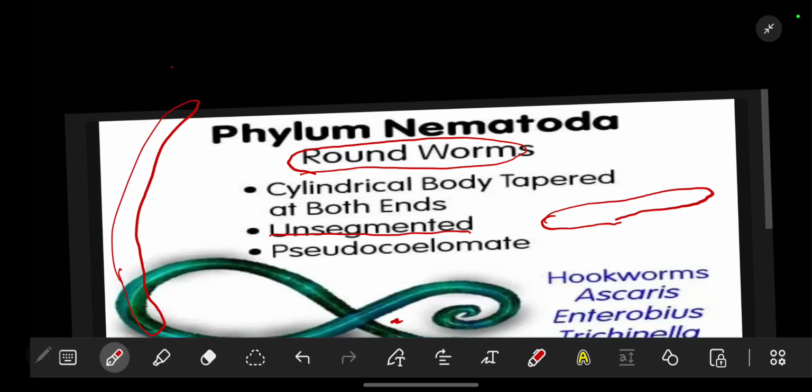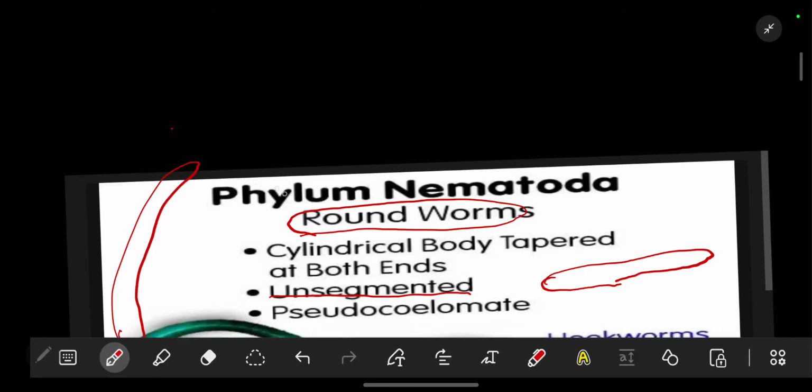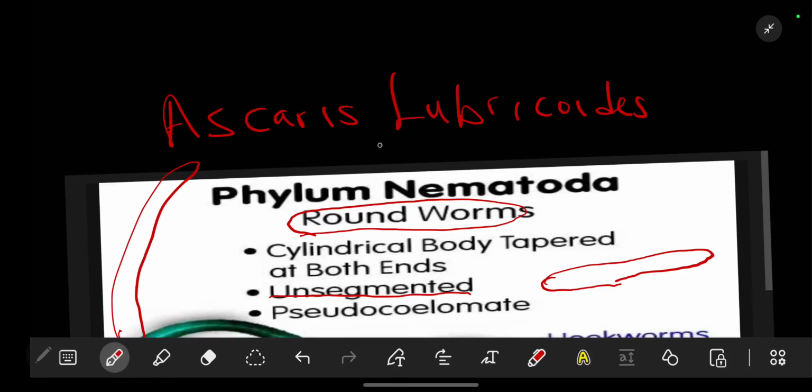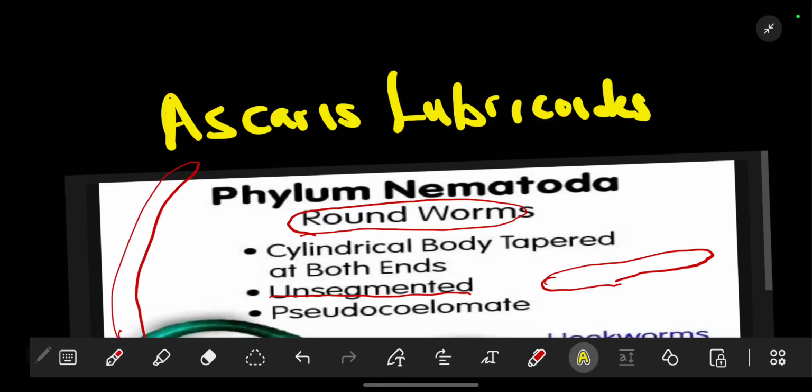So the common example that you can have under the Phylum Nematoda is the famous Ascaris lumbricoides. So this is the common example, the Ascaris lumbricoides. I believe this is what we call in our local language as insocanda. So insocanda is what we call Ascaris lumbricoides.